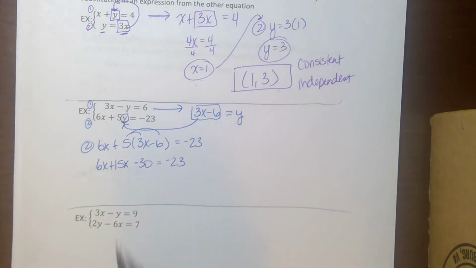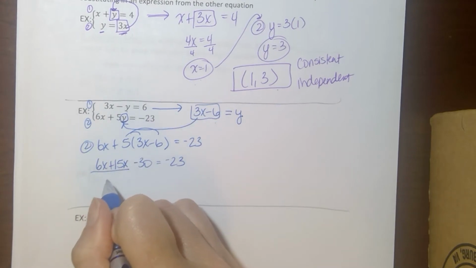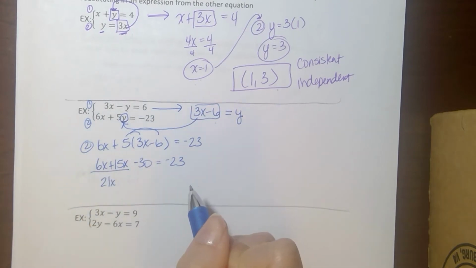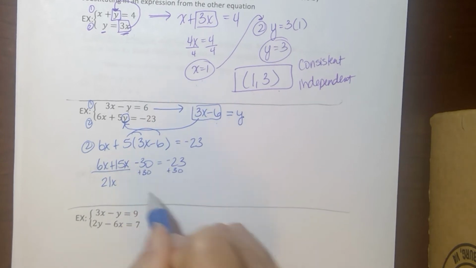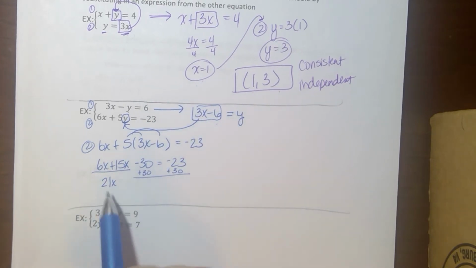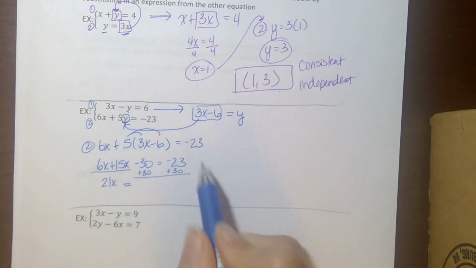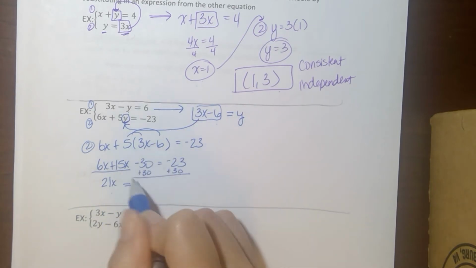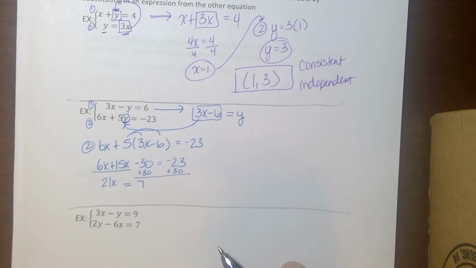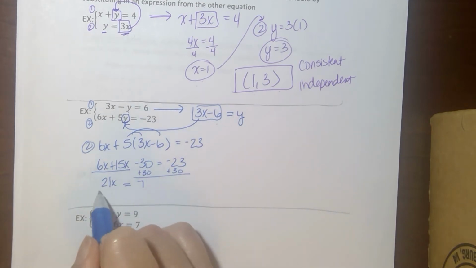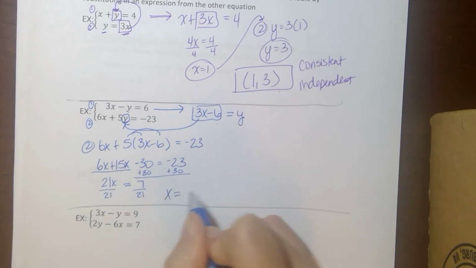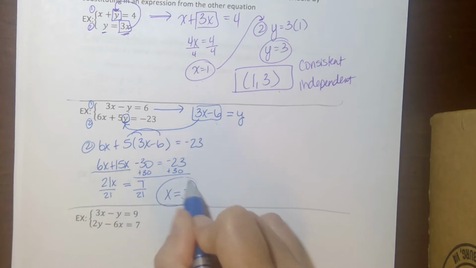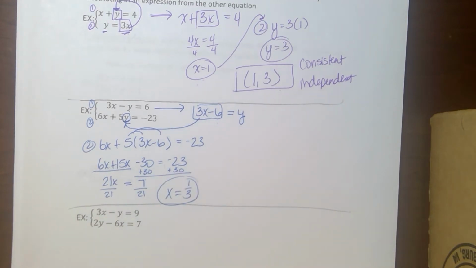And then I'm going to combine like terms on the left, so that gives me 21x. And I need to add 30 to both sides to move that constant over to the right. So 21x is equal to negative 23 plus 30 is 7. I finish solving by dividing by that coefficient on x. So I get that x is equal to 7 over 21, which simplifies to 1/3. That's my value for x.